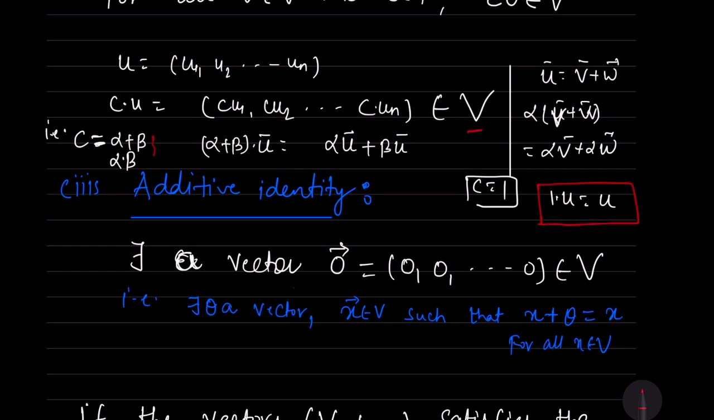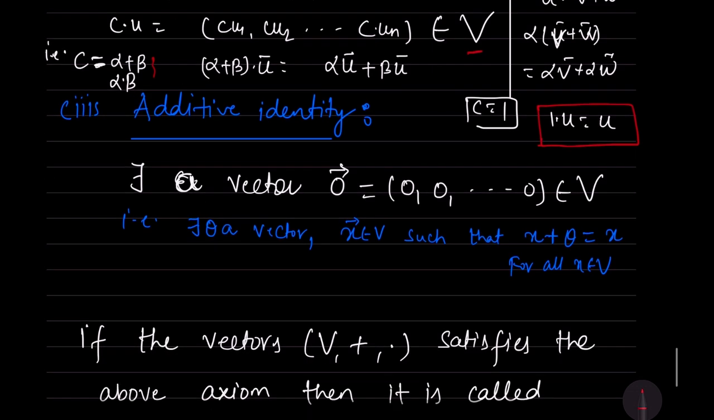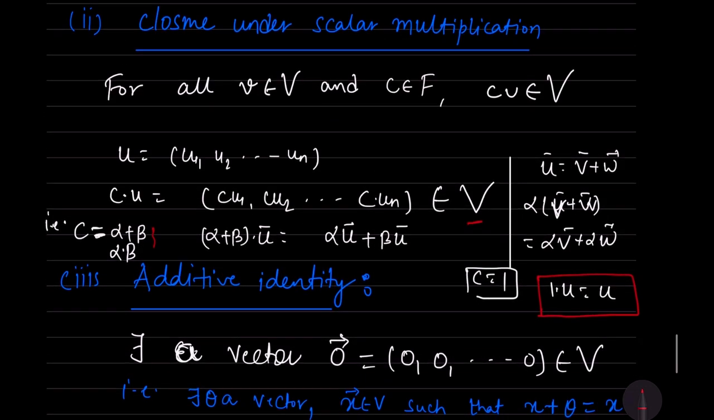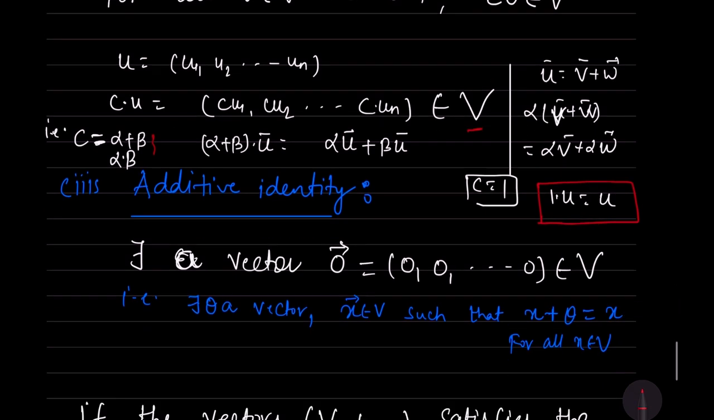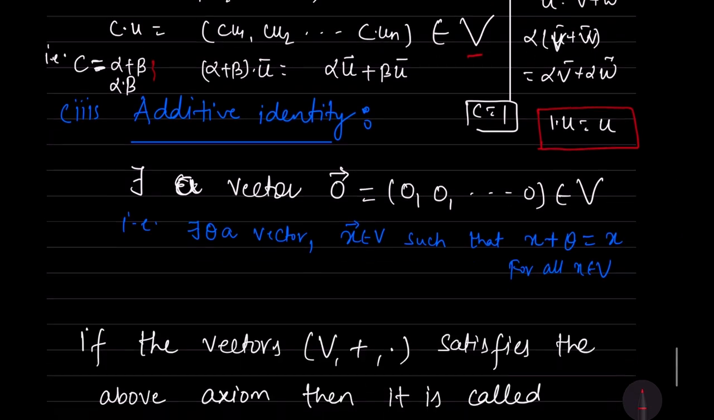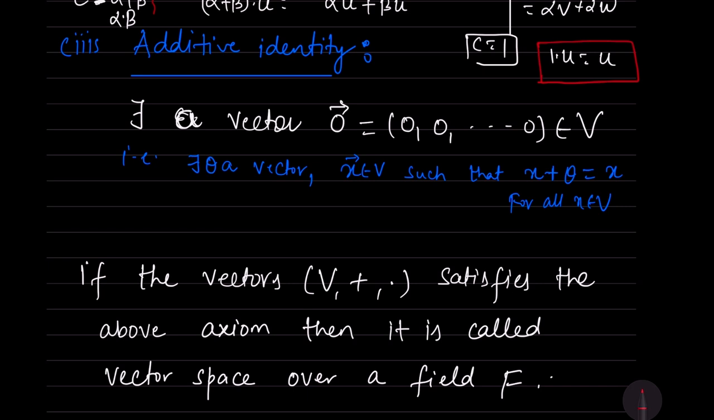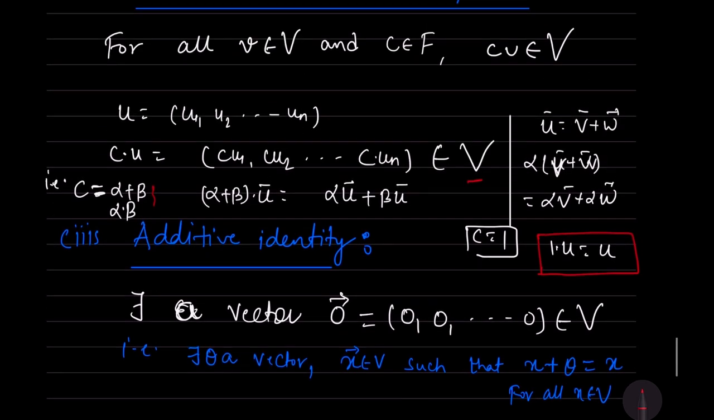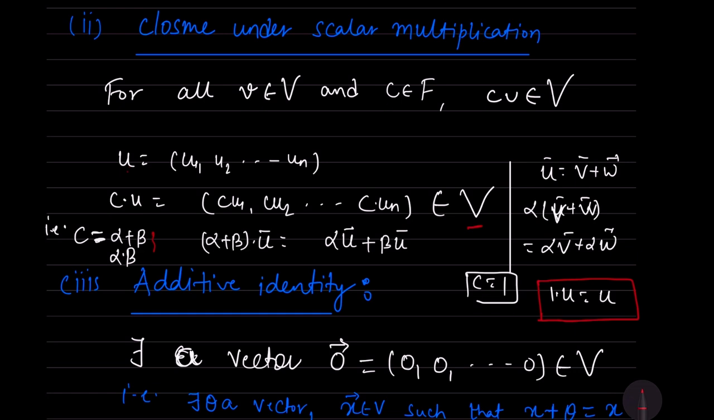Additive identity: there exists a zero vector. If we do x plus theta equals x for all x belonging to V, then this theta will be the zero vector. So this is the additive identity. If these three properties are satisfied by V, then V is called a vector space over the field F. So I already told you what the role of the field is. All the elements inside the vectors, like u1, u2, un, are coming from that field.